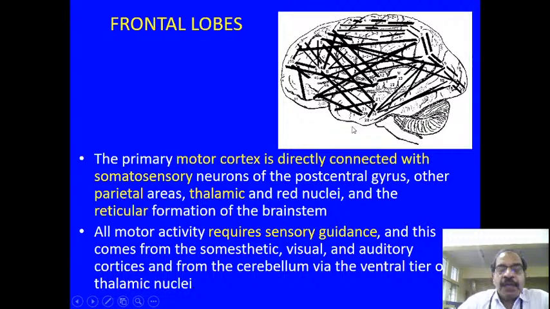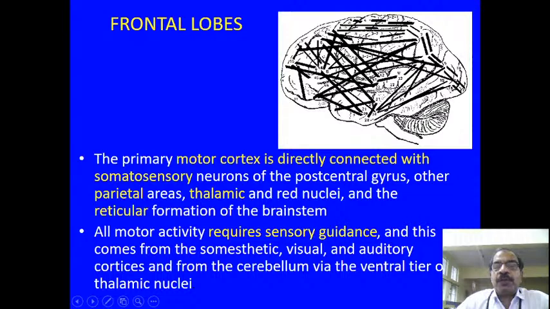One function of the frontal lobe is motor activity, but this motor activity, which is served by the motor cortex, this part of the frontal lobe, does not work on its own alone. It requires multiple inputs from other parts of the brain. So it requires sensory guidance. Sensory guidance means it requires visual clues, it requires touch clues and others. So all these clues are required for proper motor activity of the motor cortex.